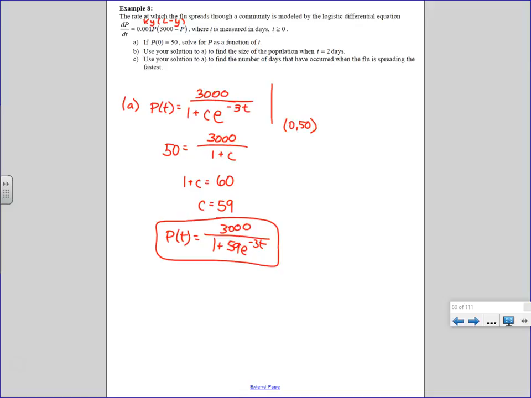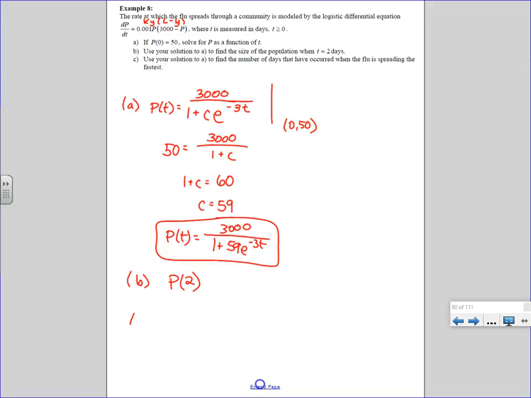Letter B. I'm not going to actually solve it, but we know what to do, right? If they want the population when t equals 2 days, just be careful. They might do something funny, like put it in hours and then say days, so make sure your units match up. But 2 days is easy. All we have to do is plug it in.